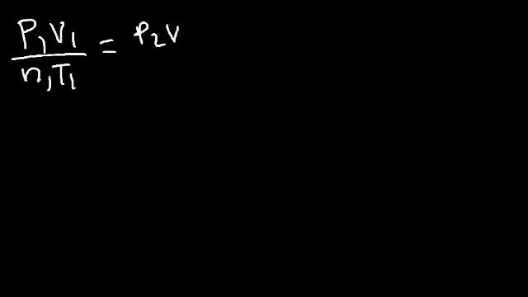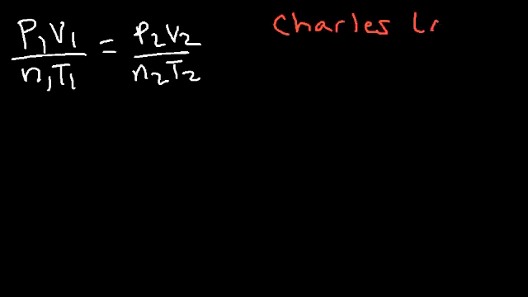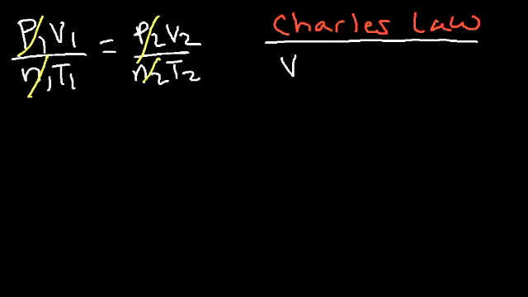Now going back to the combined gas law equation, we're going to consider another relationship. And this is for Charles' law. So Charles' law shows the relationship between volume and temperature. Therefore, pressure is constant and moles is constant. So we get the equation V1 over T1 is equal to V2 over T2.